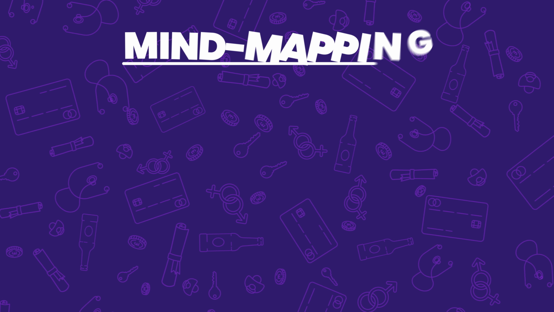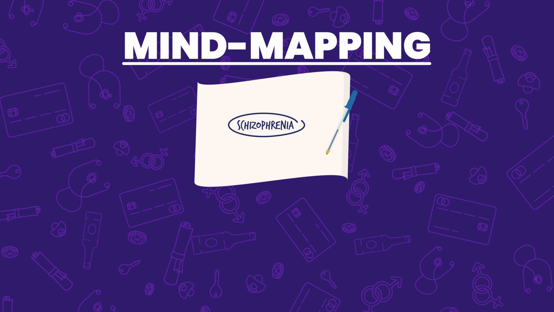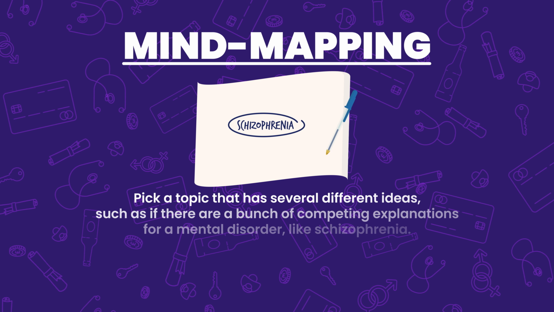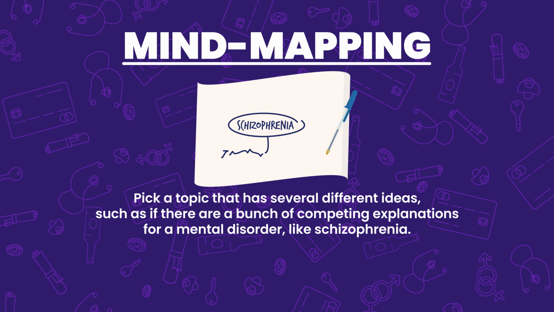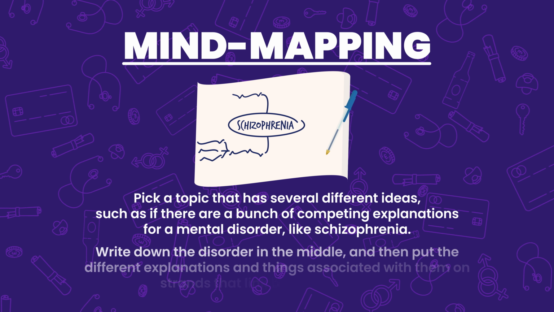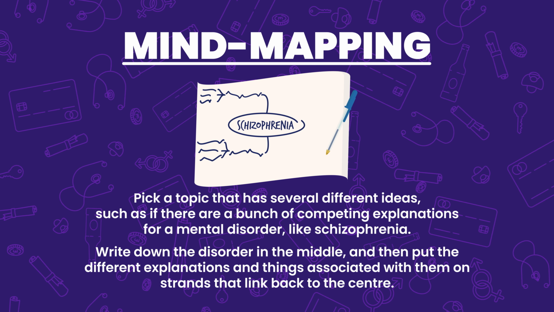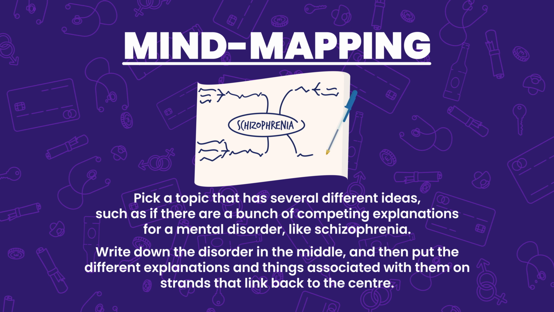There's also mind mapping, which is useful when revising big topics. Pick a topic that has several different ideas, such as if there are a bunch of competing explanations for a mental disorder like schizophrenia. Write down the disorder in the middle, and then put the different explanations and things associated with them on strands that link back to the centre.